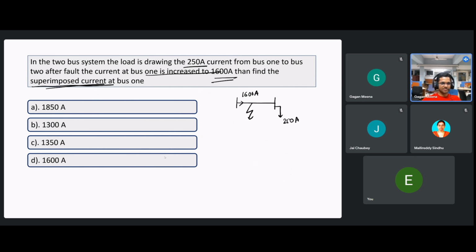So what will be the answer? Just now we saw this superimposed component is the difference of the fault current and the pre-fault current. Pre-fault current is given as 250. This is 1600. The difference is this, this is the answer.